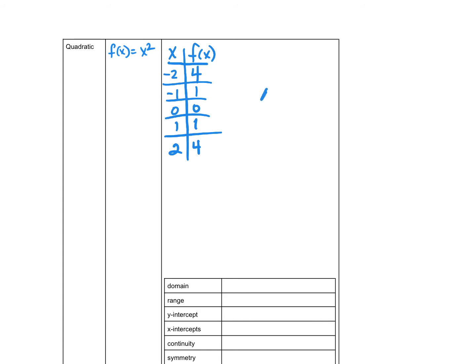So let's graph this. What should it look like? We know all quadratics look like what? That U thing, which is called what? Thank you. A parabola.